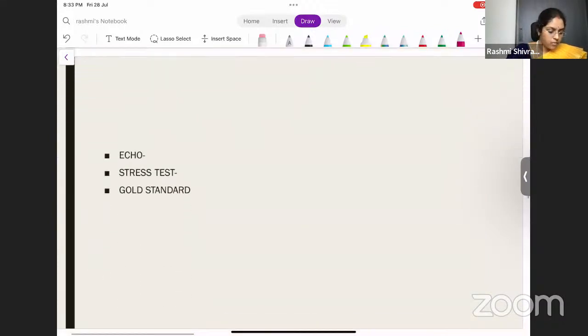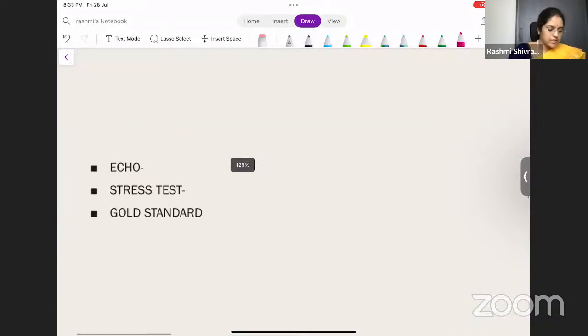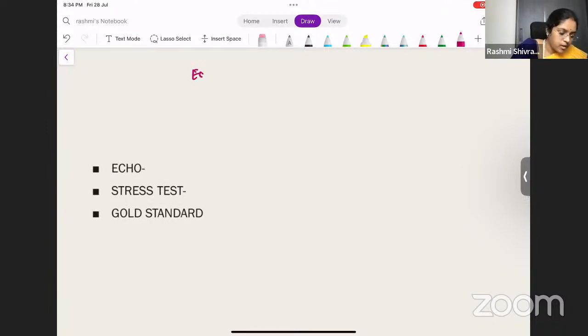So now, after ECG, what do you do? The most important next thing that you do is the echo. So what do you see in the echo? You will see regional wall motion abnormalities. What do you mean by that?